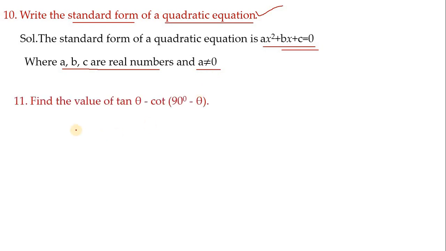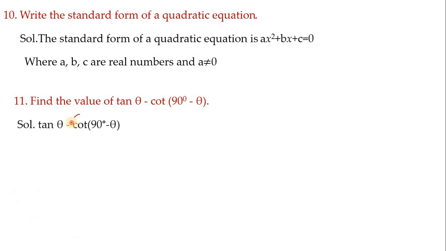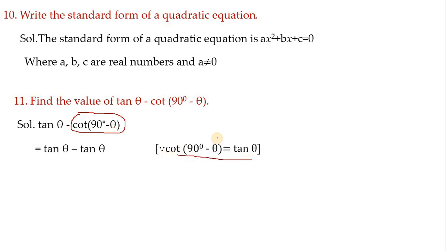Next let us move on to the 11th problem. Find the value of tan theta minus cot of 90 degree minus theta. Very simple to answer this, children. Write down the given question and see this one is in complementary angle form. What is the value of cot 90 degree minus theta? That is tan theta. Substitute tan theta in that place. And this is the reason, children. You have to write reasons also. There will be marks for that. And here tan theta and tan theta will get cancelled. So we get 0.